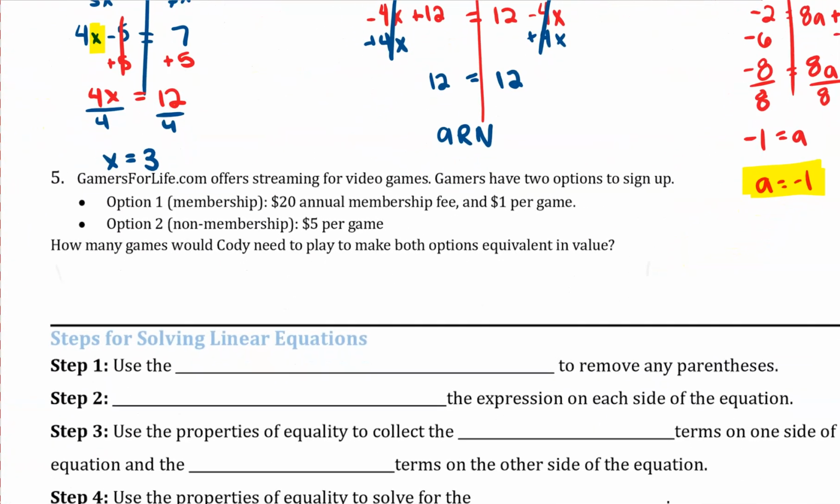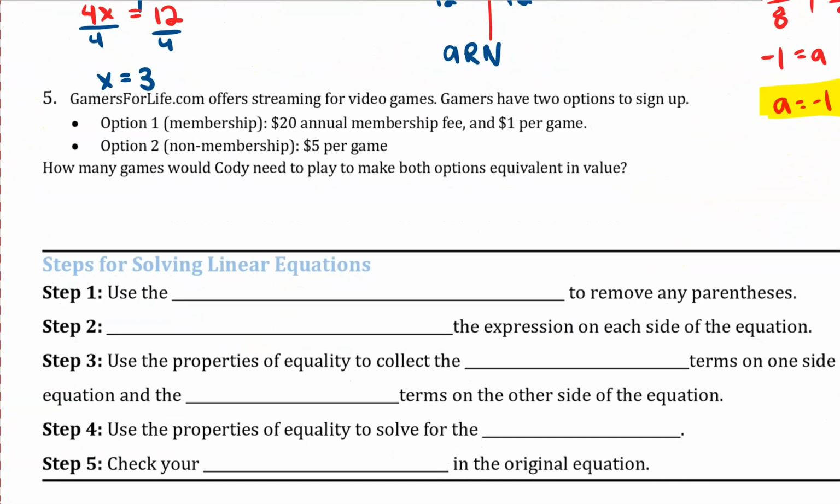All right, so we're going to do a quick little word problem. Gamersforlife.com offers streaming for video games. Gamers have 2 options. Option 1 is if they have a membership, they pay an annual fee, but then it's just $1 per game. Or option number 2 is $5 per game, but no annual fee. How many games will Cody need to play in order to make both options equivalent?